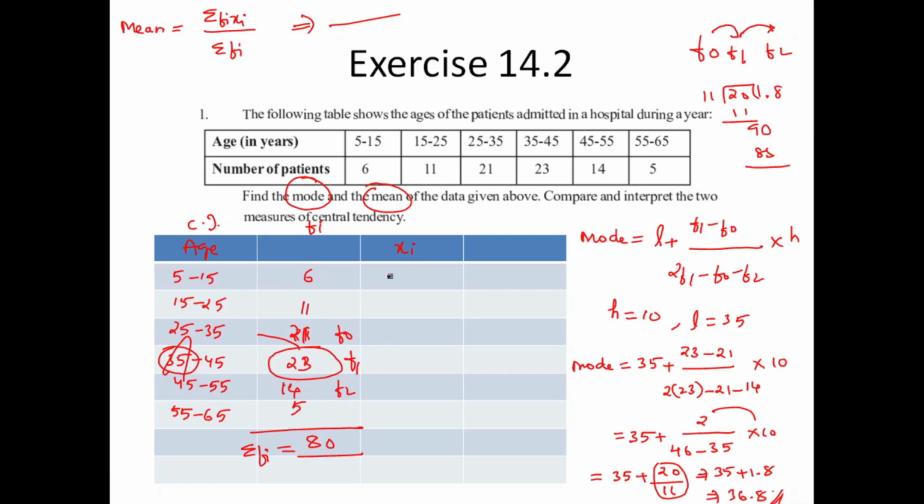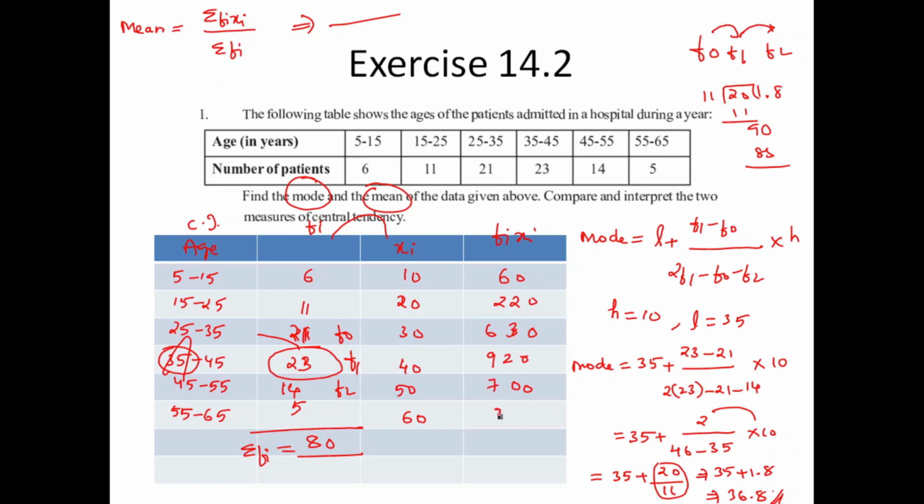Now, let's find x of i. X of i is the middle values of all these class intervals. So this is 20, this is 30, this is 40, 50, and 60. The next thing which is left is f of i into x of i. So you need to do this directly over here. If I do this, I get 60, this is 220, and so on.